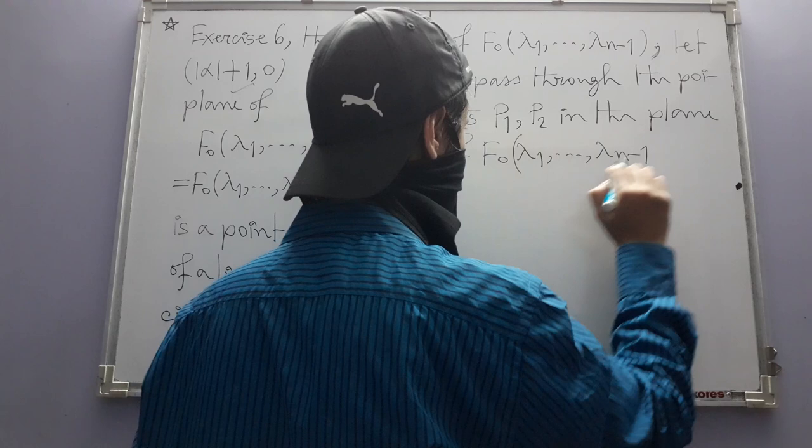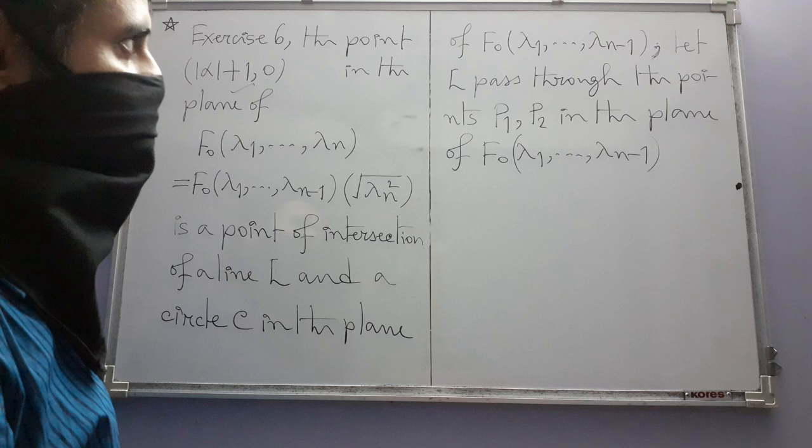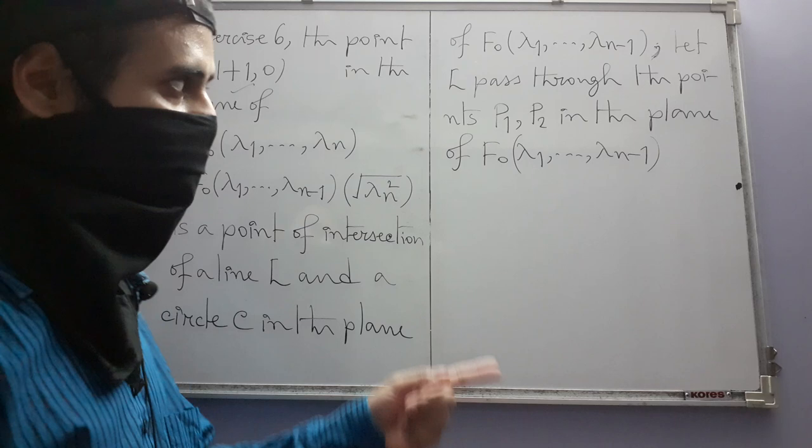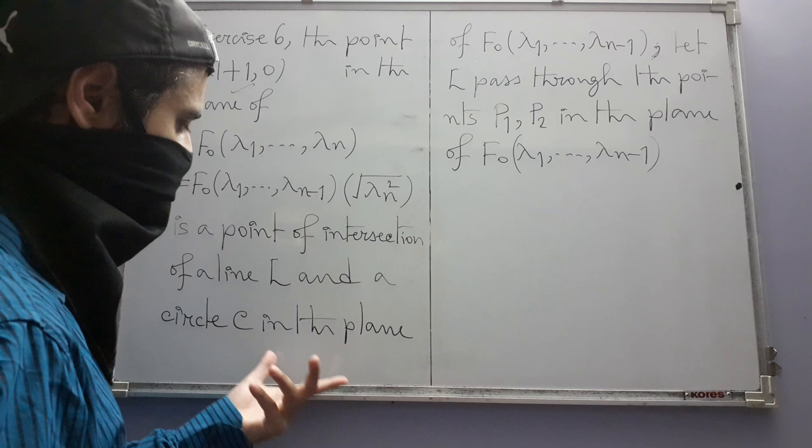Similarly, what does it mean for the circle C to lie in the plane of this? It means that the center of the circle is a point in the plane of that field, that extension of F naught. And also its radius is an element in that field.